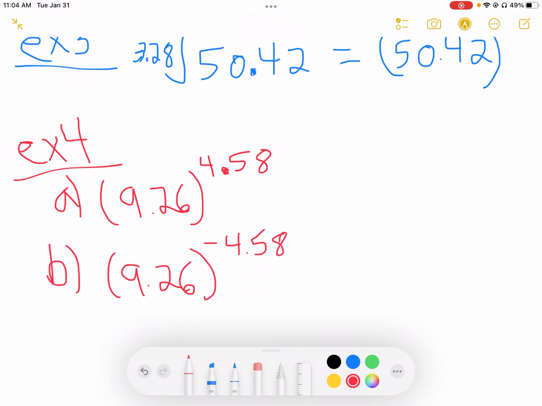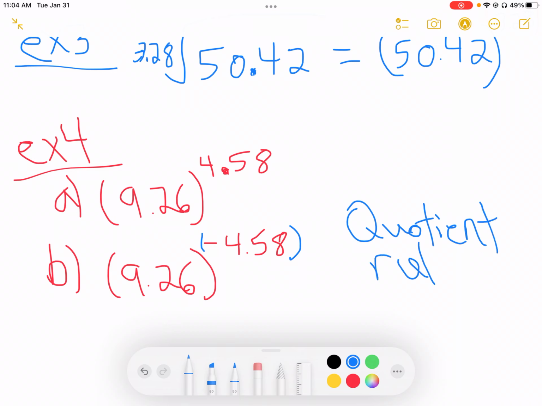Okay, so with your calculator, you can certainly put it in your calculator like this, right? And you can do it like this. But what do we know about the rules for exponents? Well, there's this rule called the quotient rule. And when you think quotient, just think division. Maybe it's an antiquated word, but we have quotient rules.